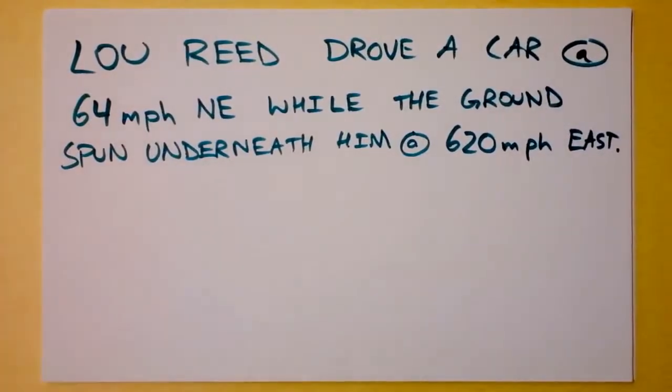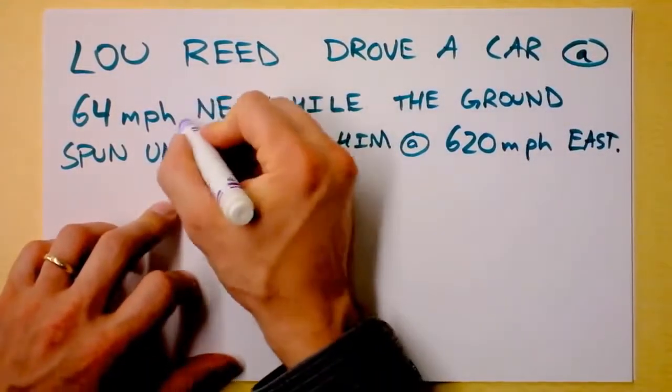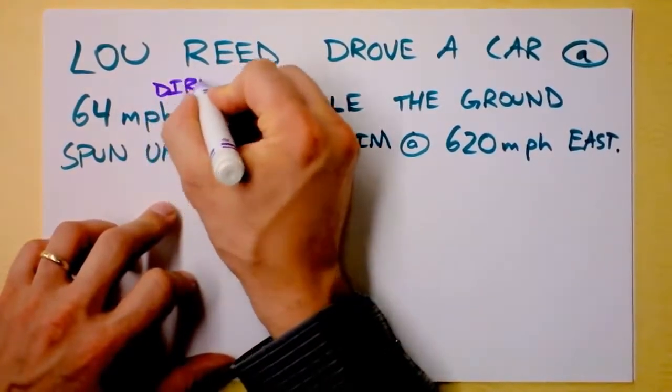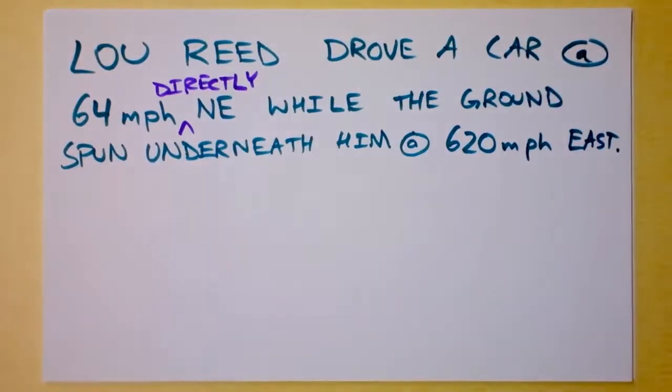Here's a problem that involves adding vectors. Lou Reed drives this car, see, at 64 miles per hour northeast. And I guess I should assume that these guys mean directly northeast or due northeast, whatever the heck that means. That means 45 degrees away from north and 45 degrees away from east, just splitting the difference. While the ground spun underneath him at 620 miles per hour east.